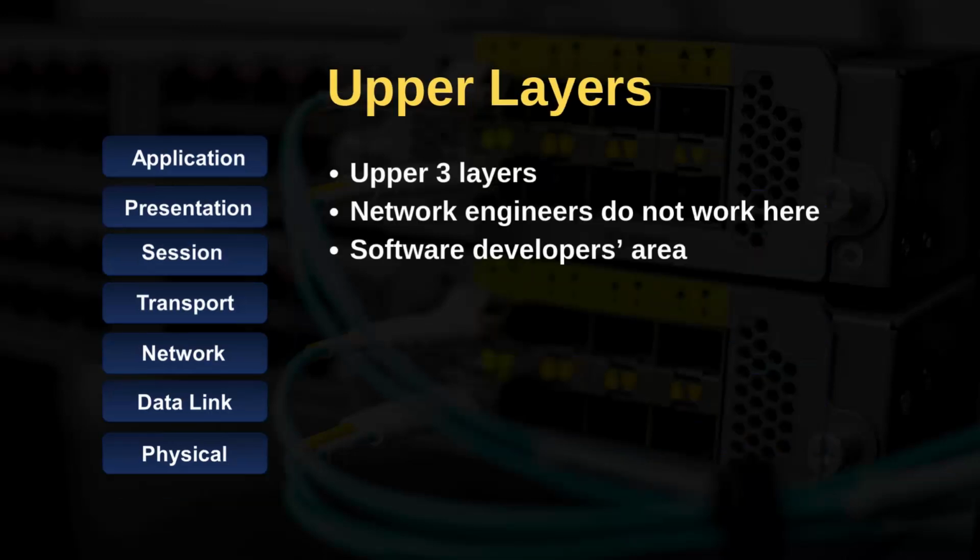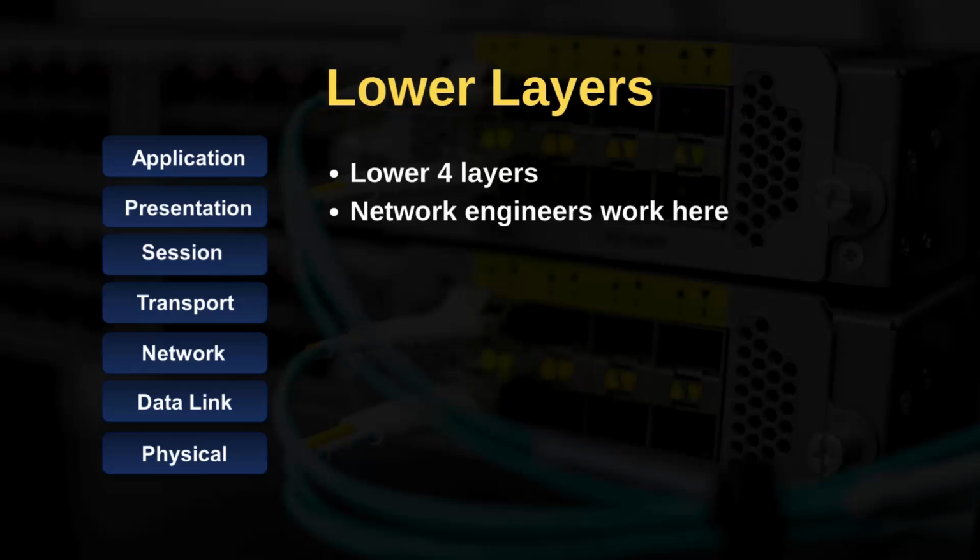Let's remember upper layers and lower layers again. Upper layers are the top 3 layers of the OSI reference model. So network engineers do not work here. They are the job of software developers, and the lower layers are our popular layers. The network engineers' layers are these lower layers. These are the physical, data link, network, and transport layers.